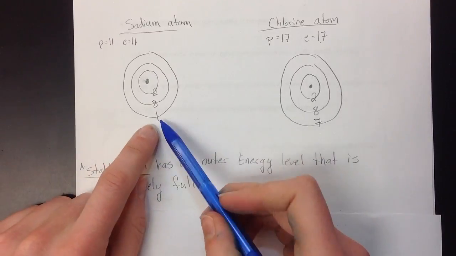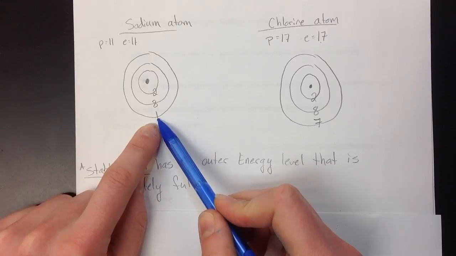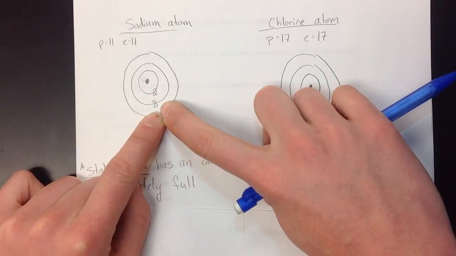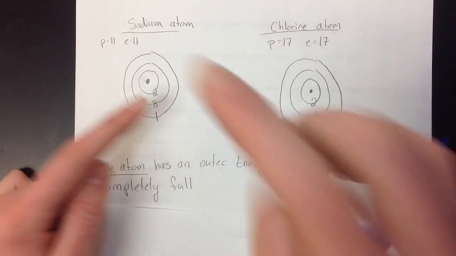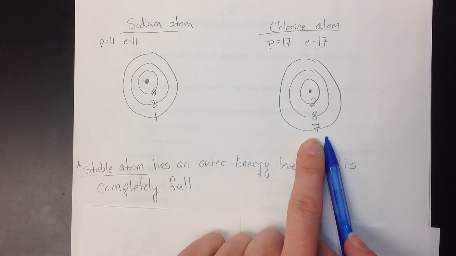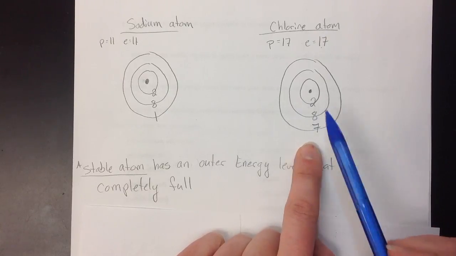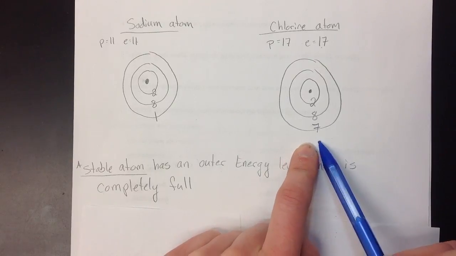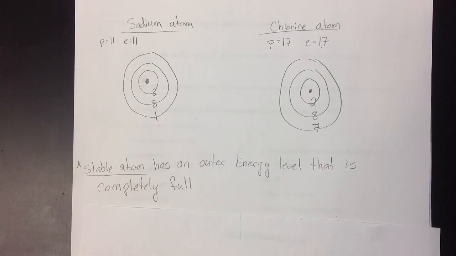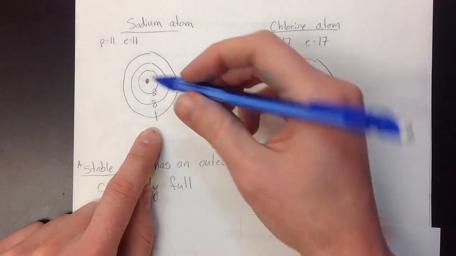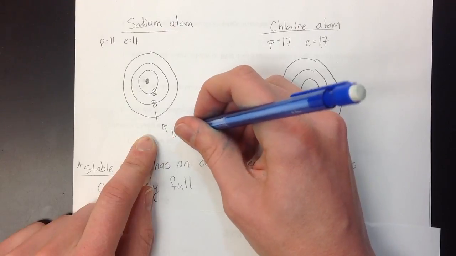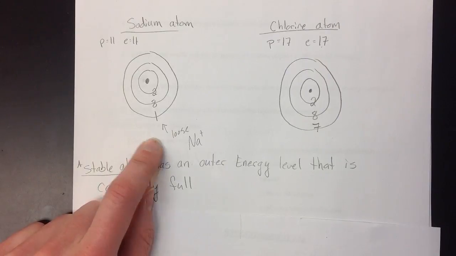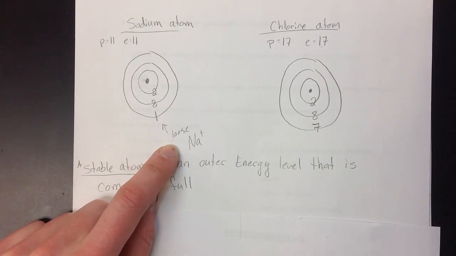But if sodium were to lose this electron, we'd completely knock out that outer energy level, then we'd have 8. It would be filled. If chlorine were to gain an electron, so instead of 7, if this gained 1 more, then it would be at 8 and it'd be a completely filled orbital. So that's why ions occur. Sodium would want to lose that electron, and if it lost that electron, then we'd become Na+. So that's where the Na+ comes from.